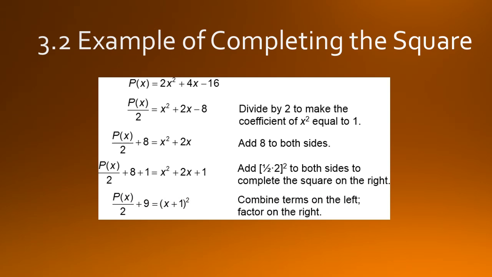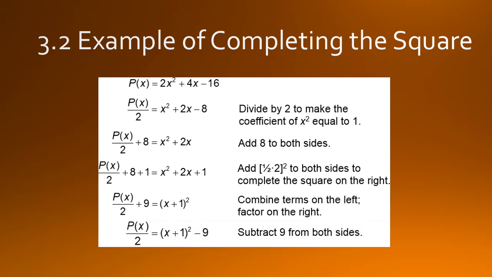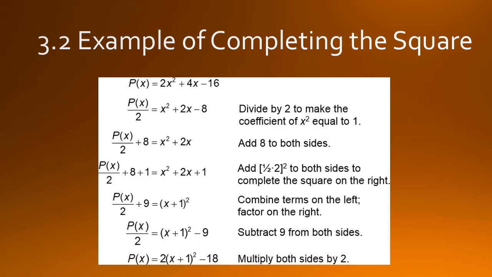Then we combine the like terms, so we have p of x over 2 plus 9, and we're factoring the right side. The right side will always factor into a binomial squared. X plus 1 squared gives you x squared plus 2x plus 1 when you multiply it out. The next thing we want to do, now our goal is going to be to try to get the p of x by itself, so we subtract the 9, and then we multiply everything by 2. And notice not just the x plus 1 squared got multiplied by 2, but also the negative 18.